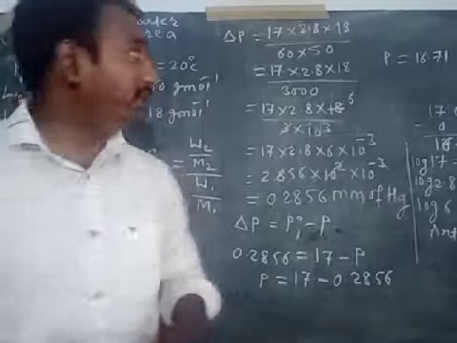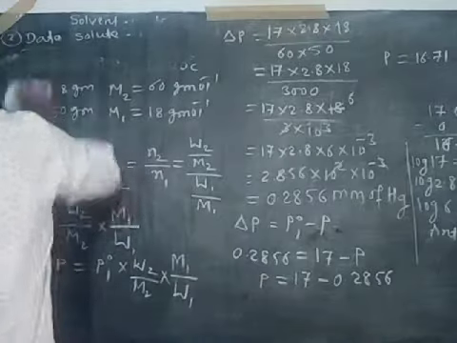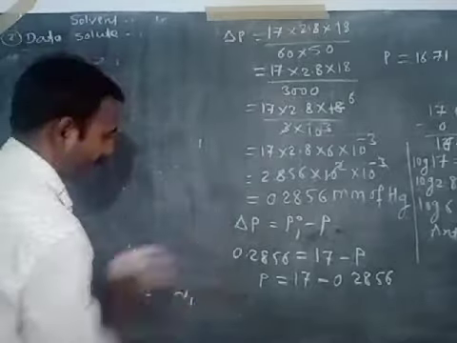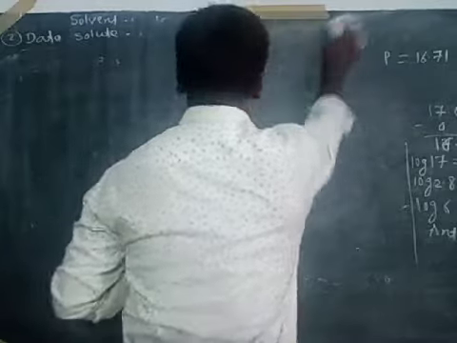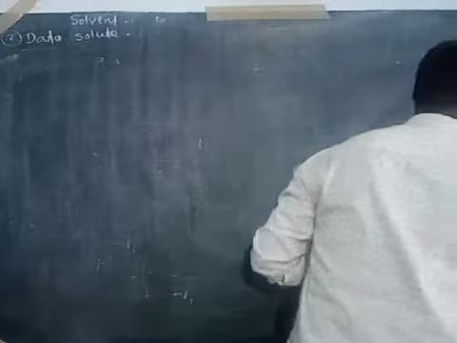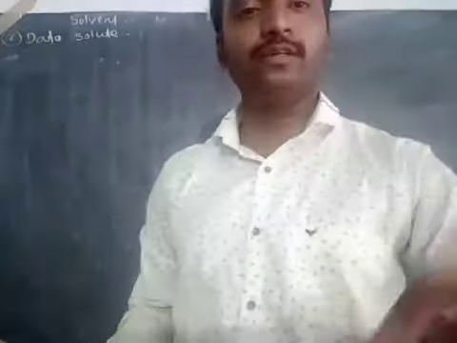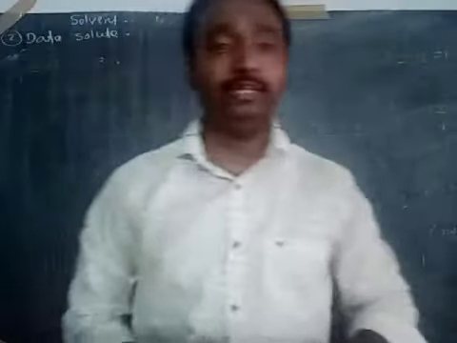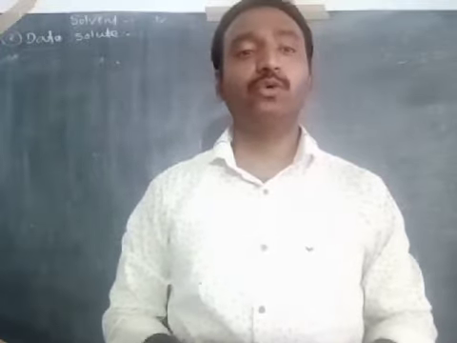Now I think we should go towards the third problem also. The third problem is also very simple. You can solve it easily. To solve this third problem, I would like to read the problem first. The third problem is: a 5% aqueous solution of cane sugar has freezing point 271 Kelvin. Calculate the freezing point of 5% aqueous glucose solution.